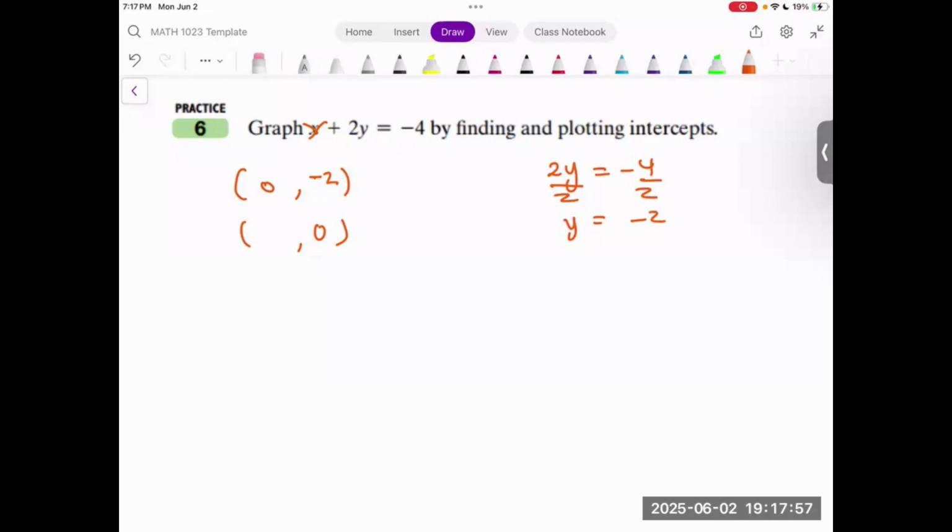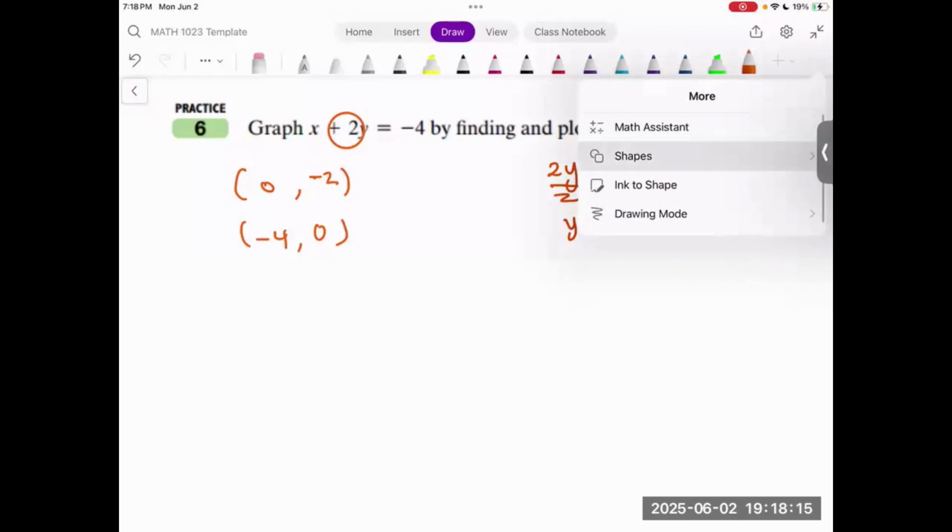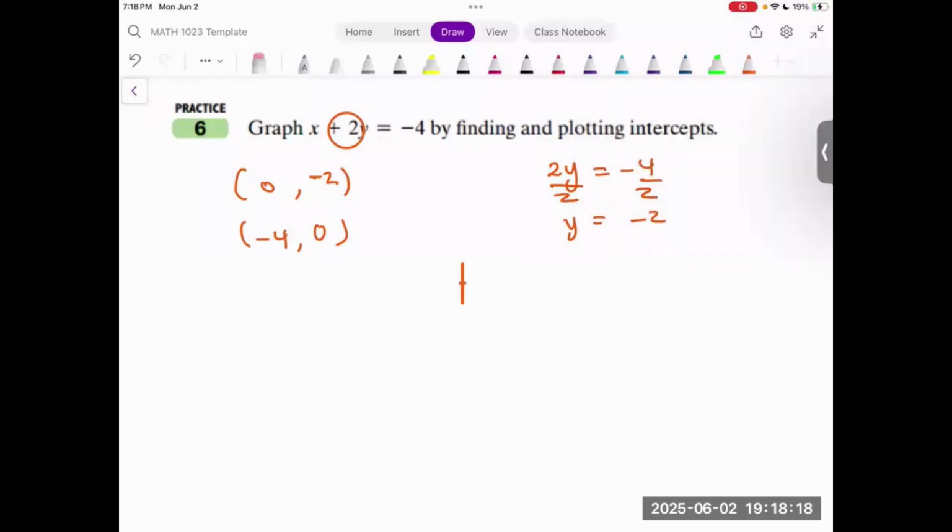The next one is, this whole thing is disappearing. So what do you see? x equals negative 4. So this is minus 4. All right, so graphing it is what we got here. 0 on the x, minus 2. Let's say this is minus 2 here. And the other one, minus 4, 0.